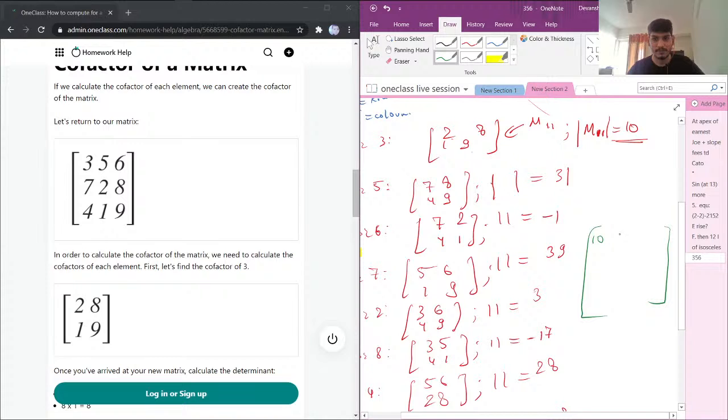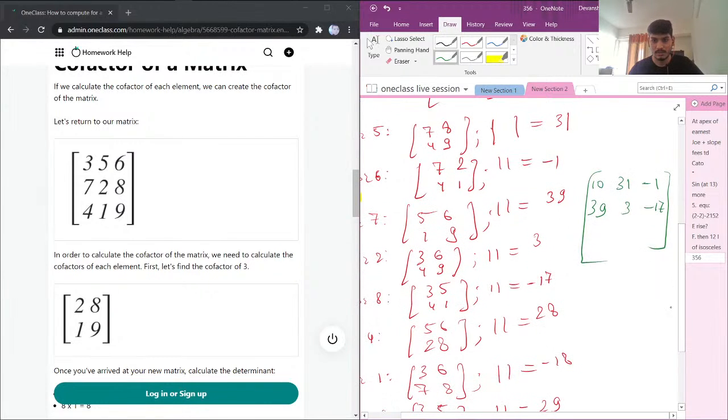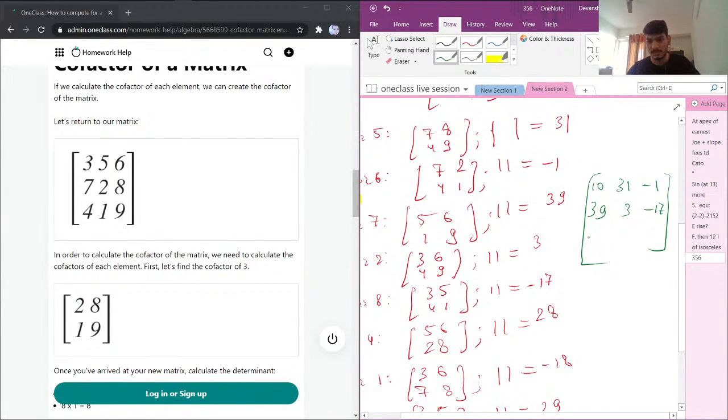Then for 5 we have 31, so it will be written in the place of 5. Then for 6 we had negative of 1. Then for 7 we had 39. For 2 we had 3. Then negative of 7. Then we have 28, negative of 18, and 29.